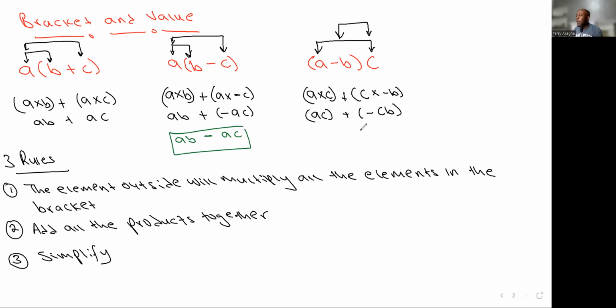And plus times minus will give you minus. It's going to become AC minus CB. And that is it. That is how you multiply when you have a bracket and a value.